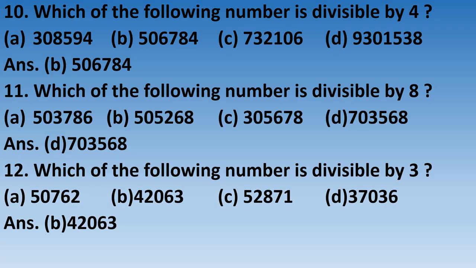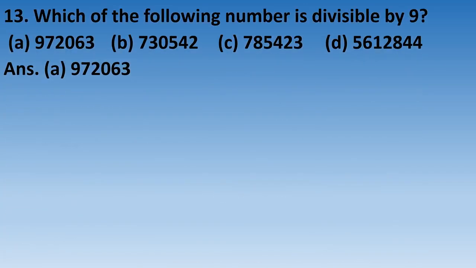12th, which of the following number is divisible by 3? A number is divisible by 3 if the sum of all its digits is divisible by 3. So answer is 42,063.